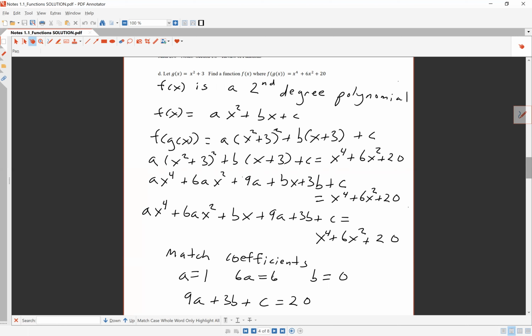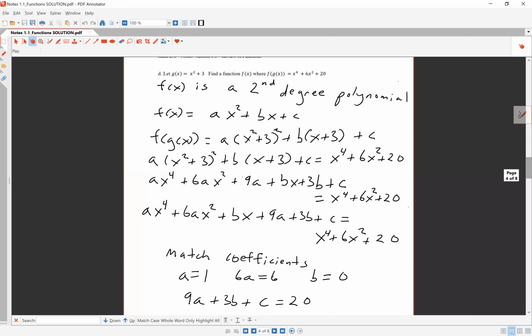And on the right side, the coefficient of x squared is 6. So once again, you get 6a is 6, or a is 1. The coefficient of x on the left is b. The coefficient of x on the right side, there is no x. So the coefficient of x on the right is 0. So b is equal to 0.